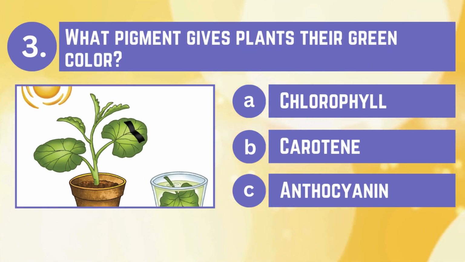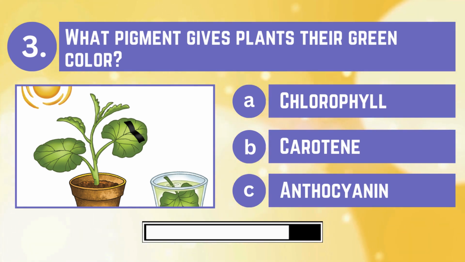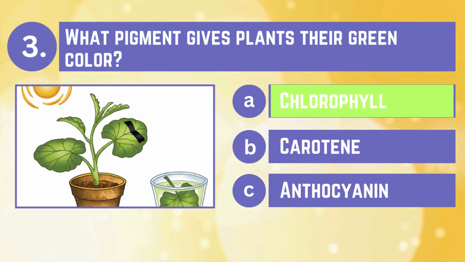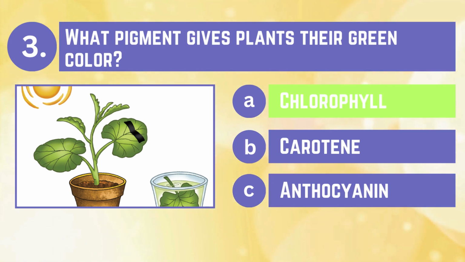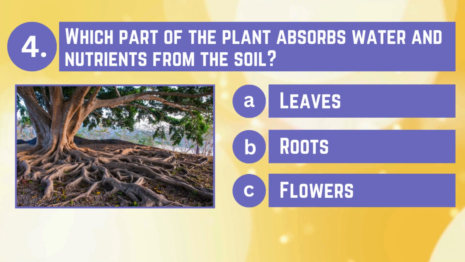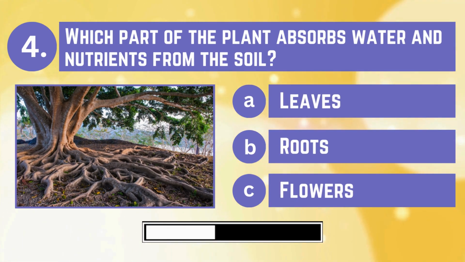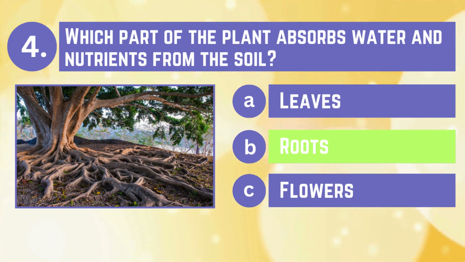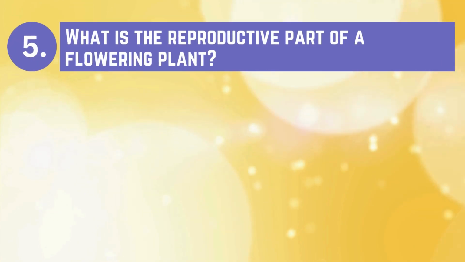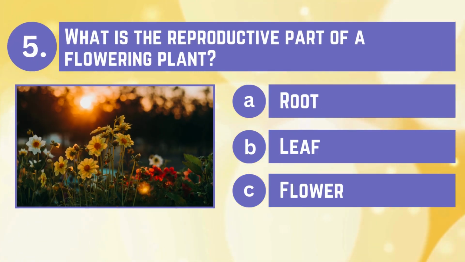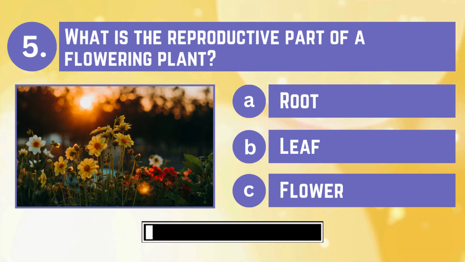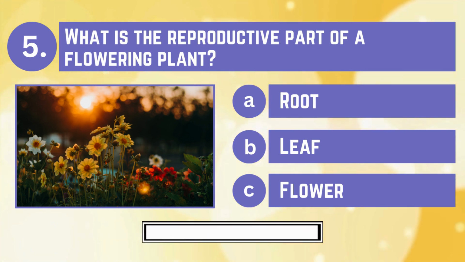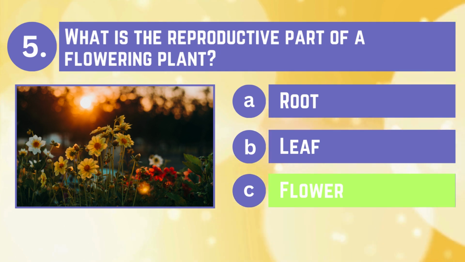What pigment gives plants their green color? Chlorophyll. Which part of the plant absorbs water and nutrients from the soil? Roots. What is the reproductive part of a flowering plant? Flower.